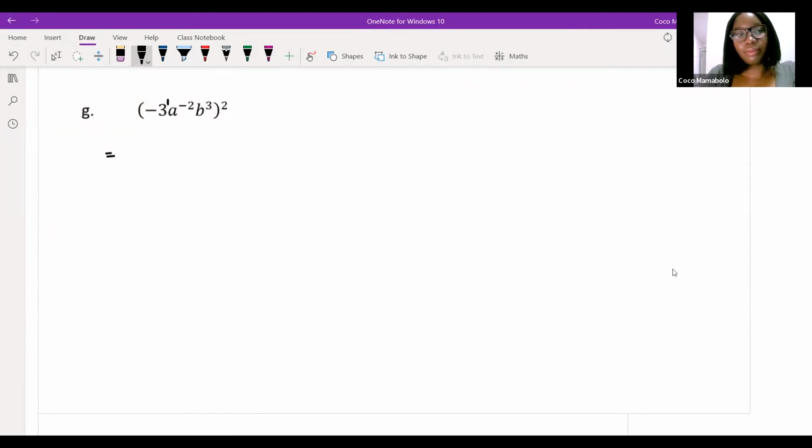Won't you get positive 9a, since negative 3 squared is 9, and then a to the negative 4? Good. A to the power of negative 4, because we take 2 and multiply it by negative 2, which gives us negative 4. Excellent. What comes next? And then b to the positive 6. B to the power of positive 6. Excellent. We're going to distribute that as well.